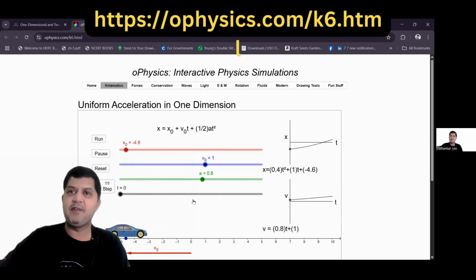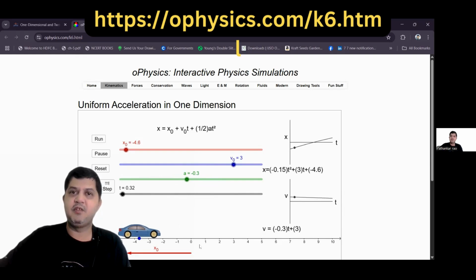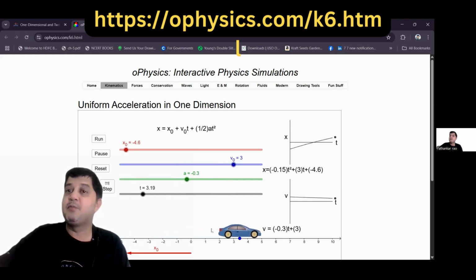Now let us say, for example, I make this V0 equal to something like 3 meter per second, and A equal to something like 0.2 meter per second square. I'll do one thing. I'll make this negative, around minus 0.3. And then when I start it, what will happen? Is the car moving in the forward direction or in the reverse direction? I can ask them. Then you see that the car is still moving in the forward direction.